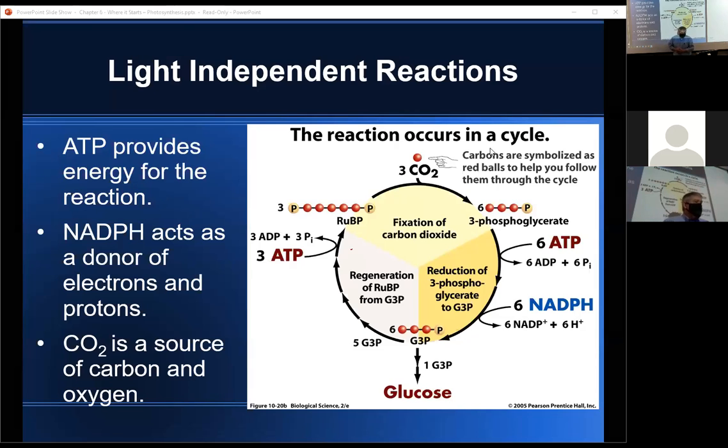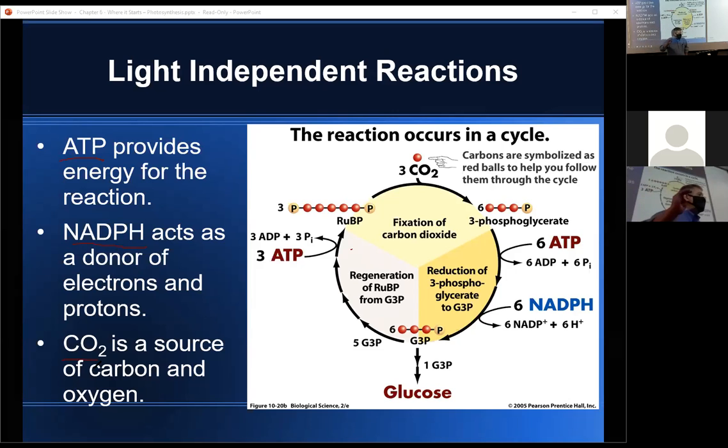In the light-independent reactions, this is where we're actually going to make glucose from CO2. ATP provides energy for driving these endergonic reactions forward. So we use ATP from the light-dependent reactions. NADPH acts as a donor of electrons and protons. So we're going to use the NADPH that we made in the light-dependent reactions. And also, we need CO2. CO2 from the air is going to provide a source of carbon and oxygen for making glucose.